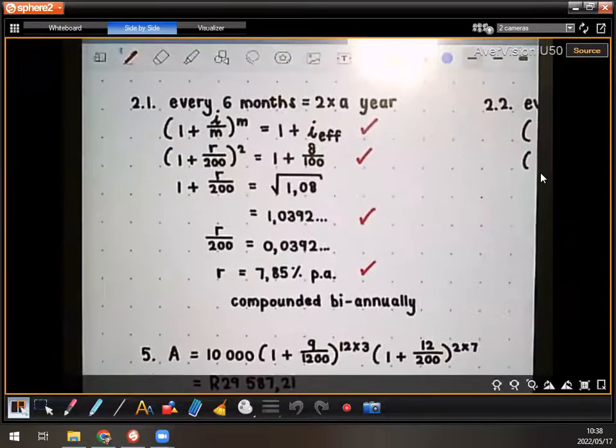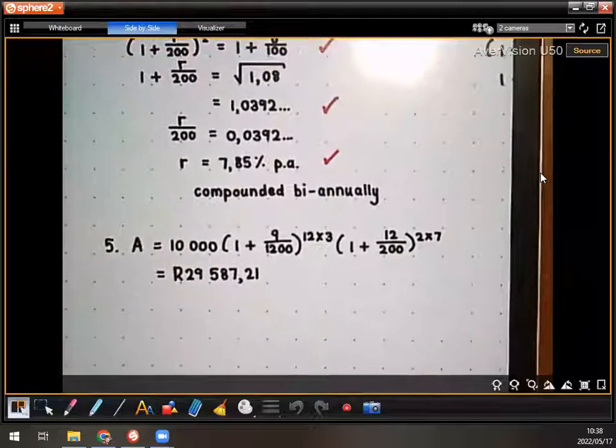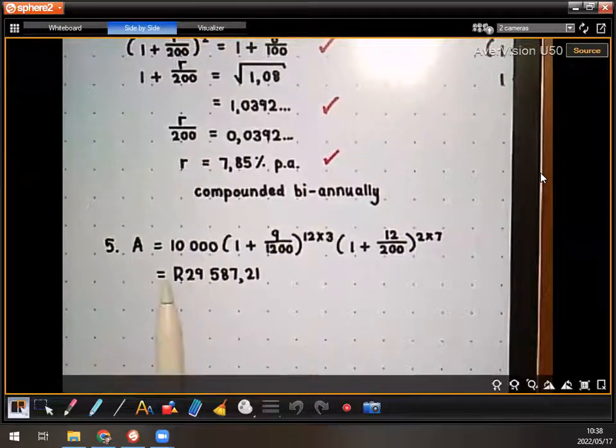All right, number 5 was just like that change in interest rate question that we did yesterday. I hope that you guys tried to do it all in one line, like I suggested. So the amount that was invested here, I think it was an investment, was 10,000 rand, and it was for, what was this? Was it for 10 years altogether? Yes, okay, 10 years. For the first 3 years, it was 9% monthly.